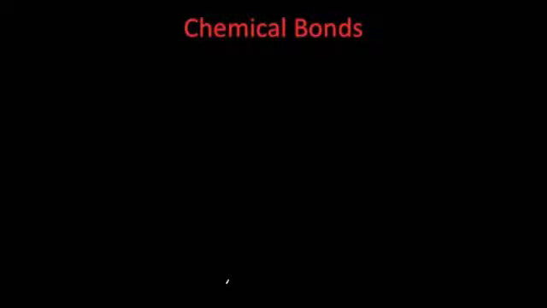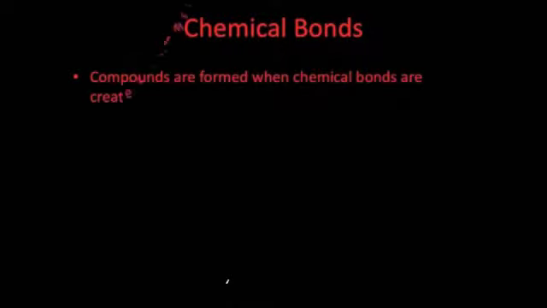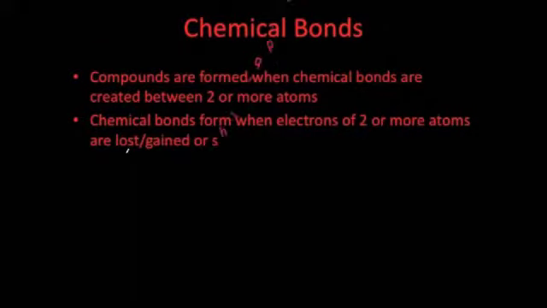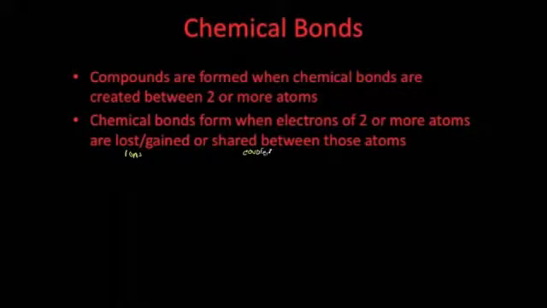Chemical bonds are when two or more atoms are either sharing electrons or they give or take electrons from one another. So compounds are formed when chemical bonds are created between two or more atoms. Chemical bonds form when electrons of two or more atoms are either lost or gained or shared between those atoms. When electrons are lost or gained, they form ions. When an atom loses or gains an electron, it forms an ion, and ionic compounds are formed. When they share electrons, they form covalent bonds, and covalent compounds are formed.